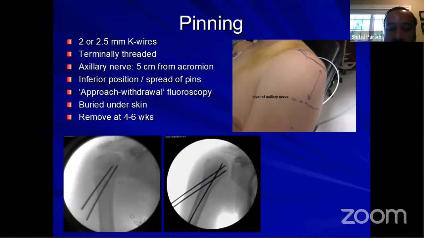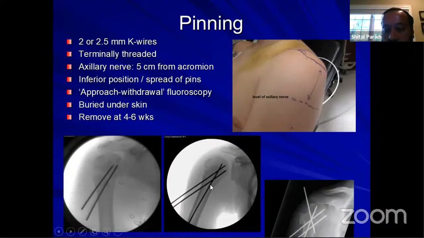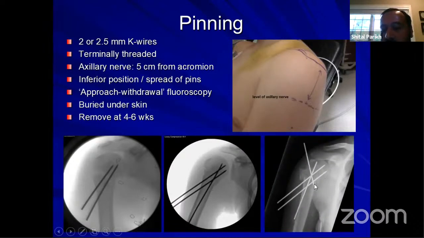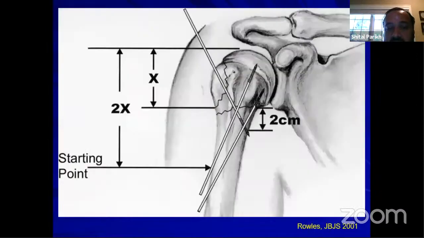You can add a 3rd pin from the anterior aspect. So these are from the lateral aspect. You can add 1 more pin from the anterior aspect, and you can add a 4th pin from the top, depending on what you're trying to fix. So these are the typical configurations used for pinning proximal humerus fractures. Again, the starting point is about 2 times the distance of the axillary nerve. So 5 centimeters from the acromion, starting point usually about 10 centimeters from the acromion.